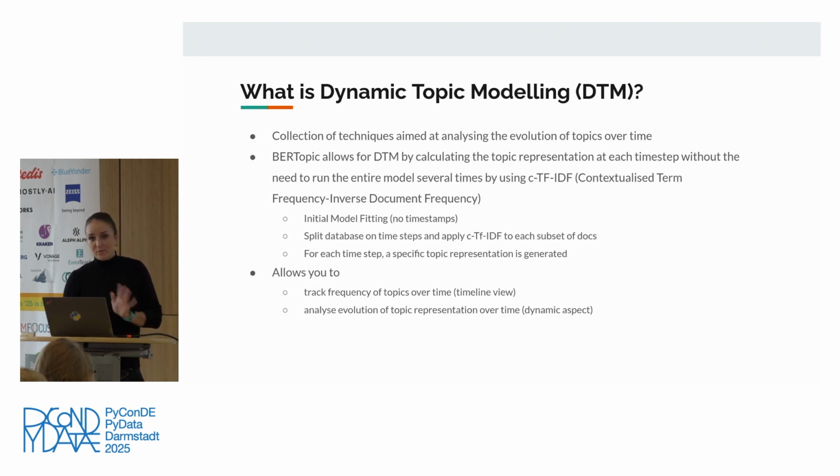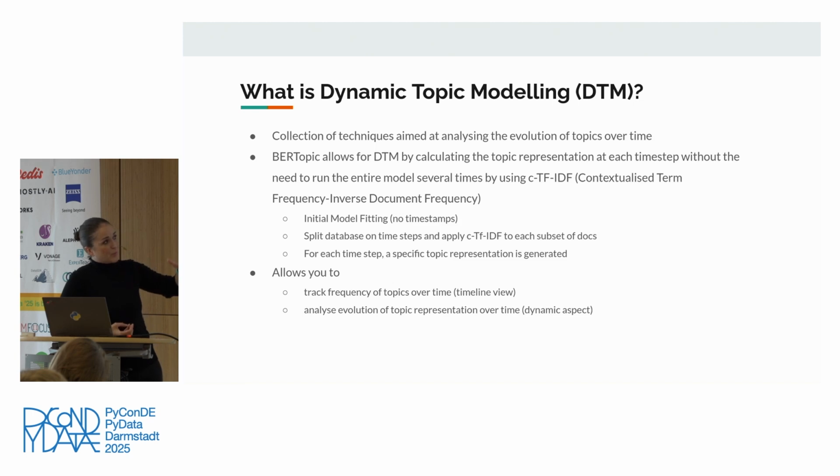So very quickly, for those who have never heard of it, what is dynamic topic modeling? It's a collection of techniques to analyze the evolution of topics over time. And so BERTopic allows DTM by calculating the topic representation at each time step. So clearly you need documents that have a time step attached to them. In my case, I did, because those policy documents were published in a certain year. So that was included in the data set, otherwise I could have easily found it online. So I did have a column with the year in Pandas.